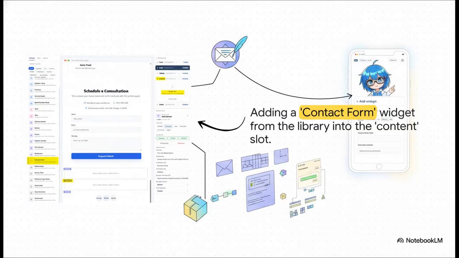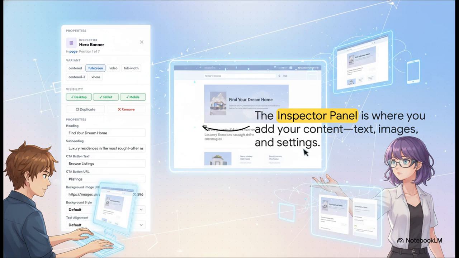Easy. Check this out. We're grabbing the contact form widget from our library on the left. Now see on the right how we're targeting that main content slot? One click on Add Widget and bang, it appears right in our live preview. As soon as a widget is on the page, the inspector panel on the right comes alive with all of its options.